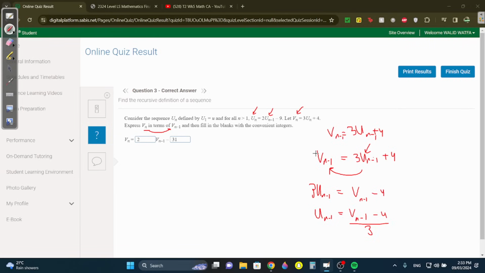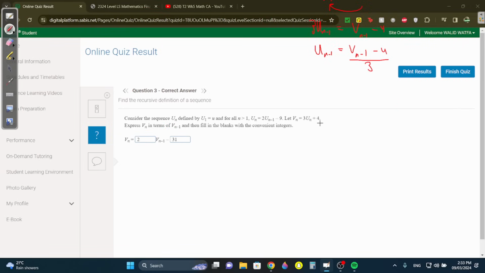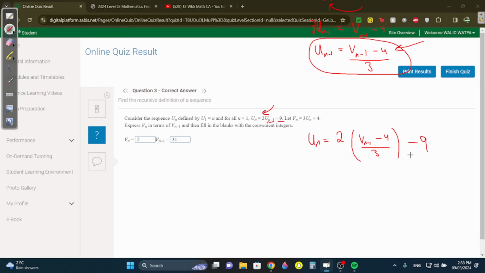Okay. Let me take this up here because we don't really need it. We only need this part. Okay, Un minus 1. We know now Un equals 2 Un minus 1 minus 9. For this Un equals 2 Un minus 1. Do we know what Un minus 1 is? Yes, we do. It's Vn minus 1 minus 4 over 3. So 2 times Un minus 1, which is Vn minus 1 minus 4 over 3. And then they're saying minus 9. So we put the minus 9. Okay. Should we simplify? I'll keep it like this. Okay.